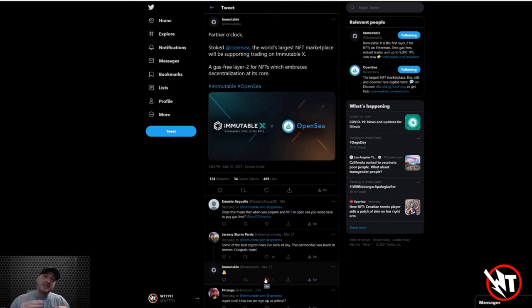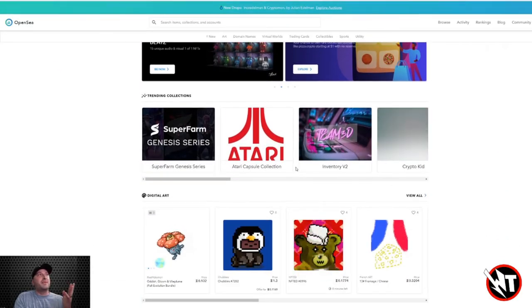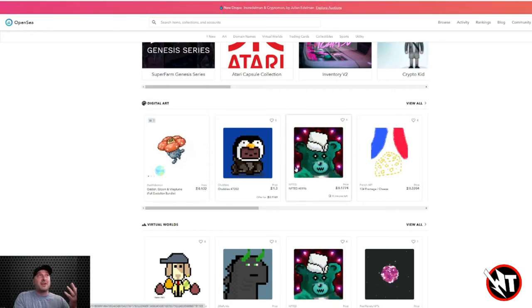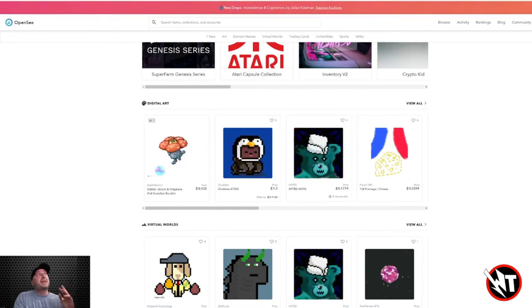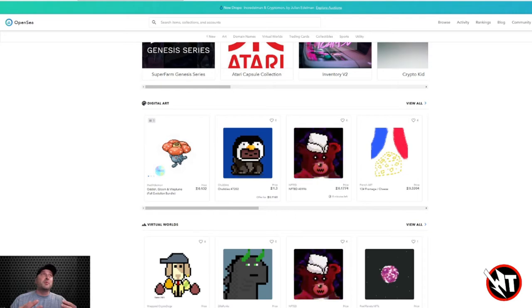Immutable X, a company that's working on layer 2 solutions to reduce gas fees so we don't have to dish out more money for nothing. They're working with OpenSea now. If you don't know anything about OpenSea, they're like the Amazon of the NFT community. They sell all kinds of stuff from professional athlete images to the Sandbox game and a lot of others that I could talk about all day. Huge company, and the fact that they're taking on Immutable X to help them out shows the level of professionalism and the ability that Immutable X has.